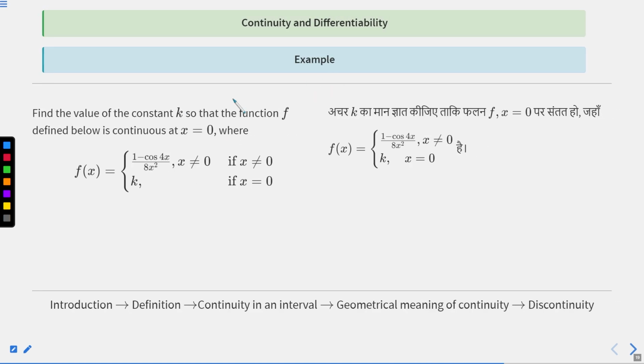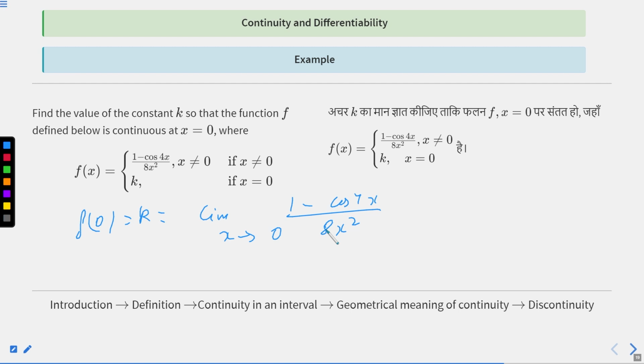Now in this example, we have to find the value of the constant k so that the function f defined below is continuous at 0. So we have to find where this function will be 0. So f of 0 is k. This means this will be the same as the limit as x tends to 0 of this expression.